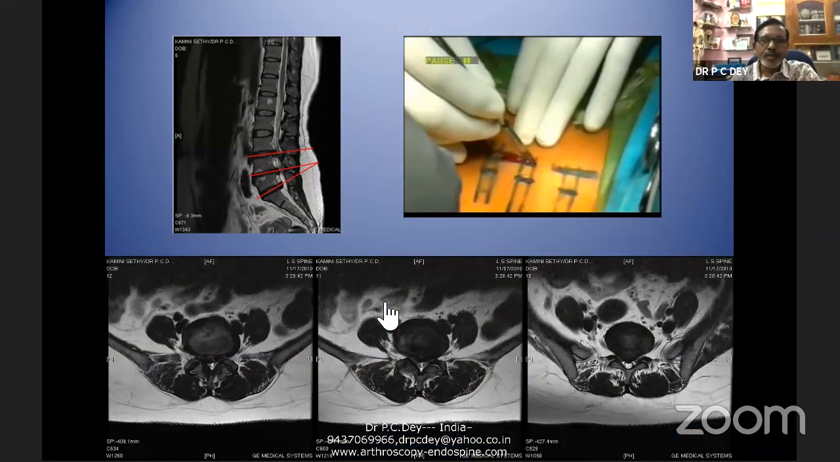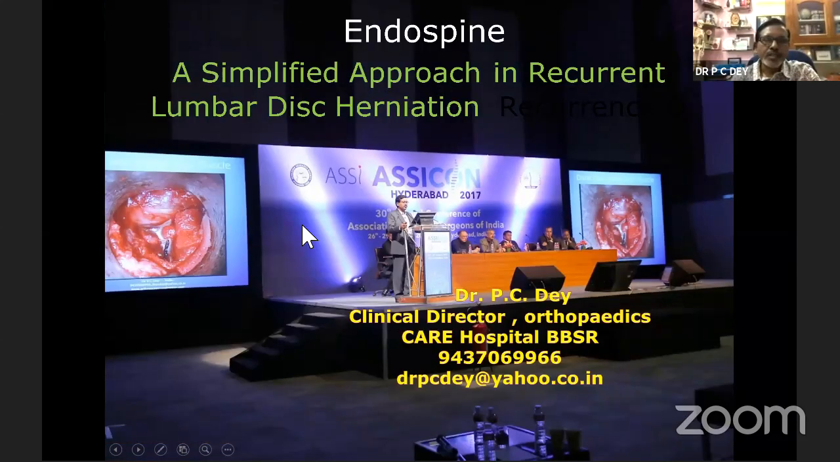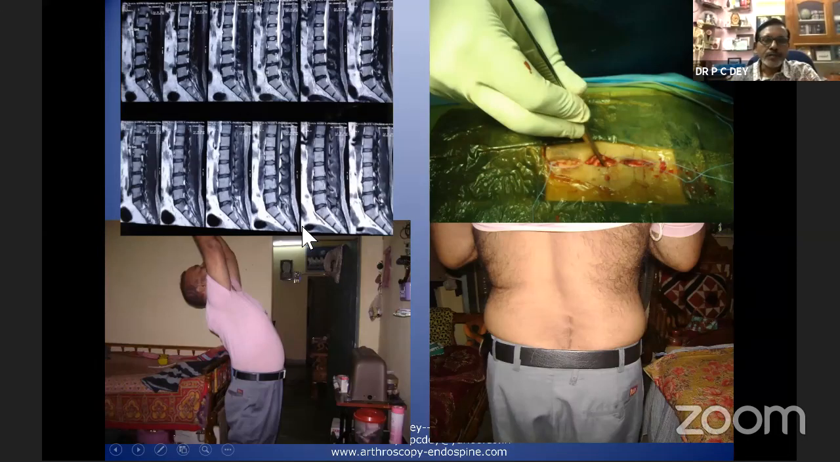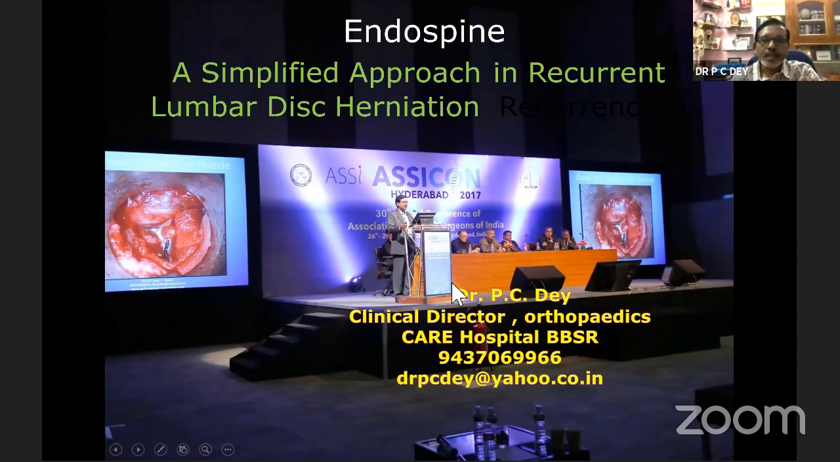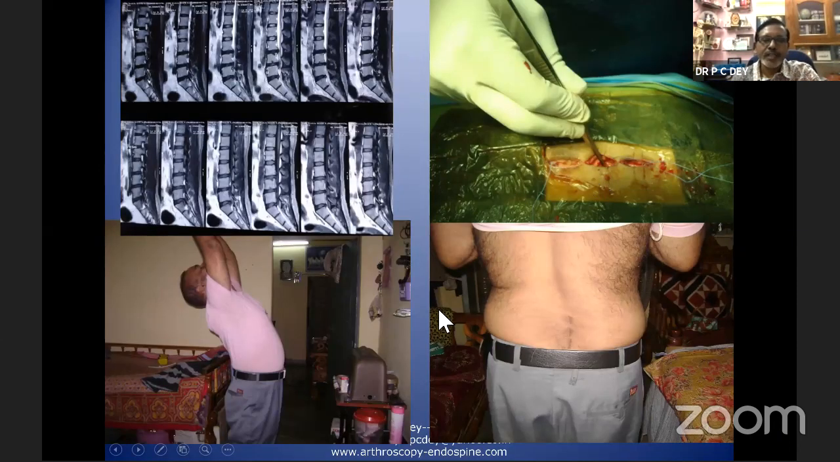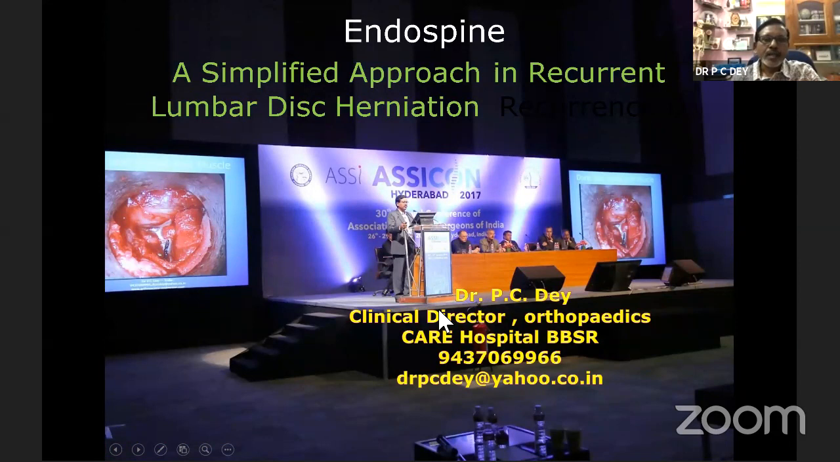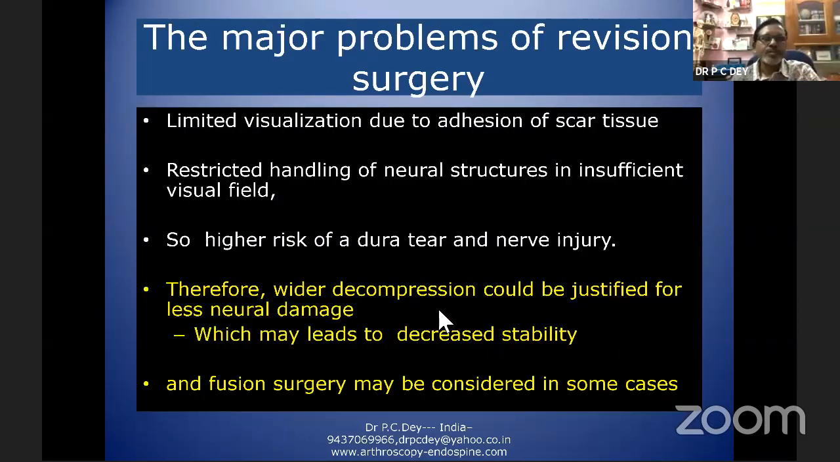Now, if it is a three-level disc, then L4-5 and L5-S1 can be approached from a single port like this, tilting a little bit upward and downward. If it is L3-4, L4-5 and L5-S1, then add a separate port for L4-L5. Sometimes for three levels we also use three separate ports if the patient is very tall. And coming to recurrent herniation, everybody knows the major problem for revision surgery is limited visualization.